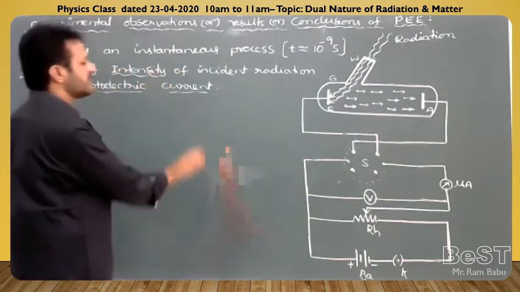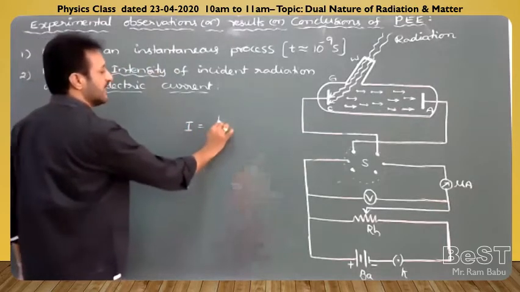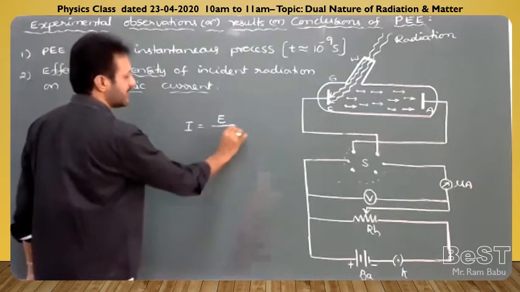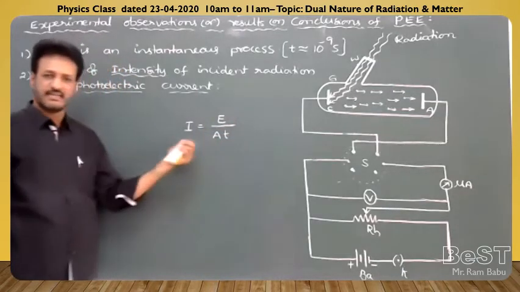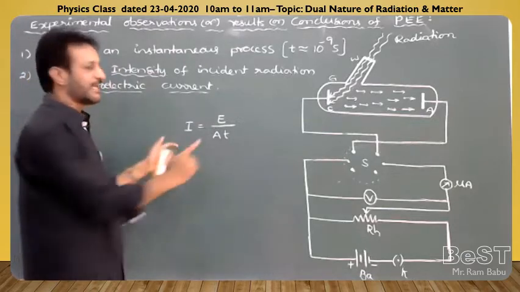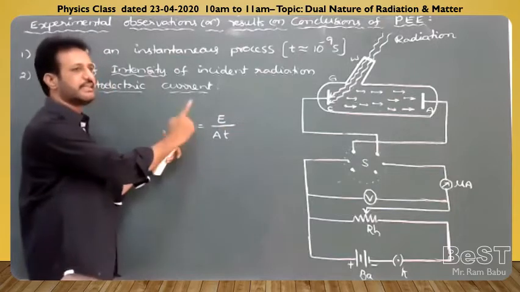So generally, what is intensity? Here the intensity of the light is equal to the amount of energy transmitted per unit area per unit time. It is the general definition of intensity: the amount of light energy transmitted per unit area per unit time is called the intensity of the light.